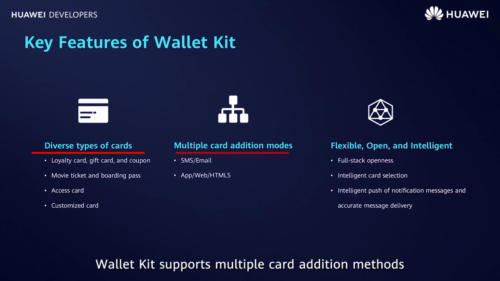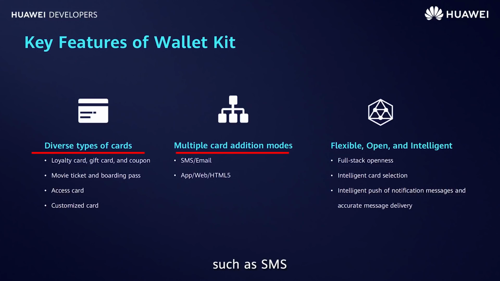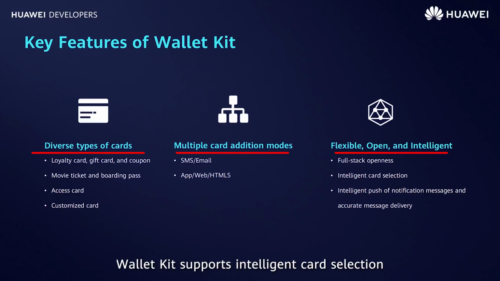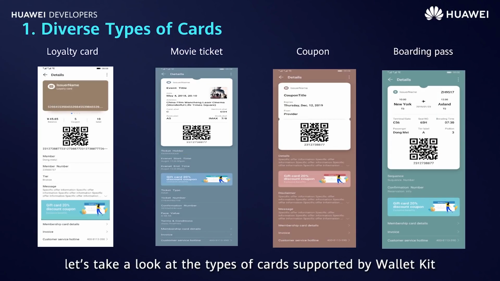Secondly, Wallet Kit supports multiple card addition methods, such as SMS, email, app, web, and HTML5. Thirdly, Wallet Kit is flexible, open, and intelligent. Designed for smart devices, Wallet Kit supports intelligent card selection, enables intelligent push of notification messages, and ensures accurate message delivery. Now, let's take a look at the types of cards supported by Wallet Kit.